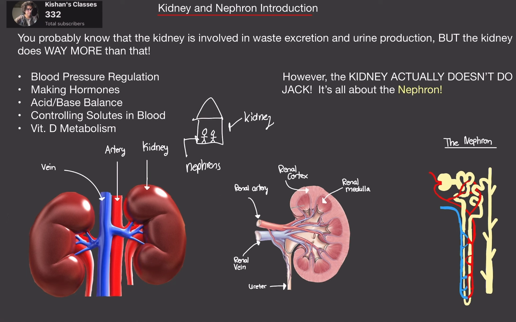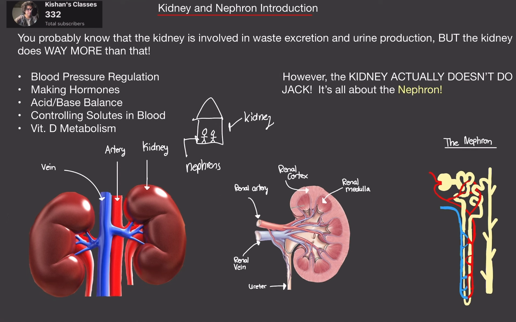So you probably know that the kidney is involved in waste excretion and urine production. But the kidney actually does a lot more than that. It's involved in blood pressure regulation, making hormones, acid-base balance, controlling solutes, and even vitamin D metabolism. However, the kidney itself actually does not do anything. It's all about the nephron.